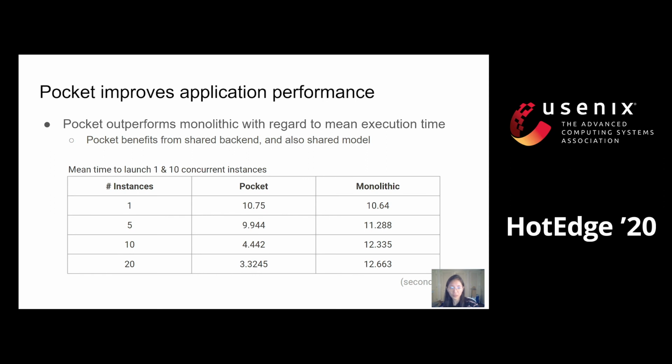Despite using fewer resources, Pocket achieves better application performance, in this case lower inference latency. The table shows the comparison between Pocket and the monolithic case. As the number of instances goes up, Pocket achieves lower average latency. Pocket doesn't degrade the performance of the applications, but it speeds them up thanks to the caching.